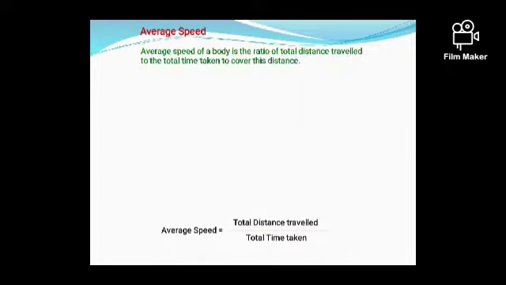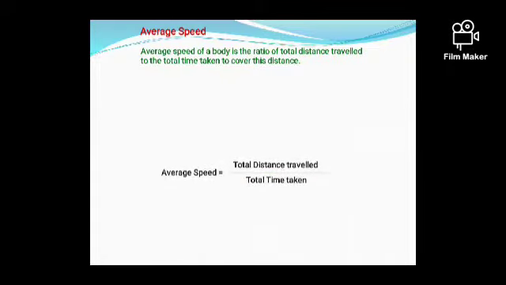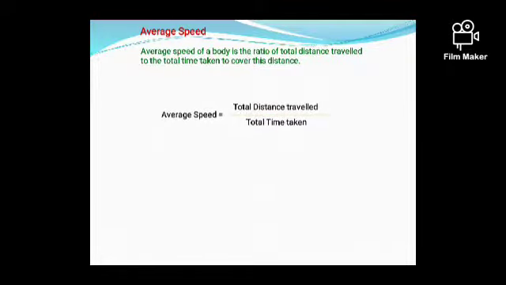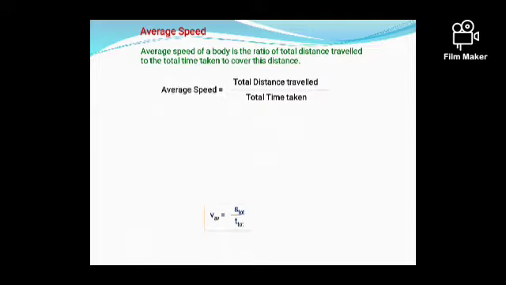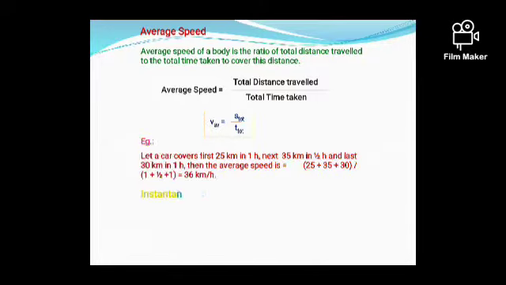Now comes average speed. It is defined as the total distance traveled divided by the total time taken. Because in a non-uniform motion the speed may change a lot, average speed is measured as total distance by total time. An example is given here, so you can find it out by yourself.